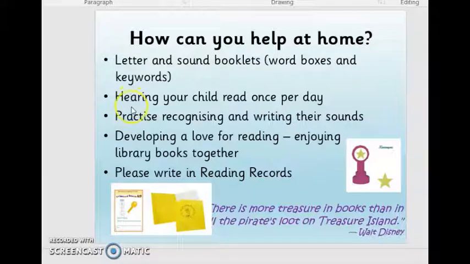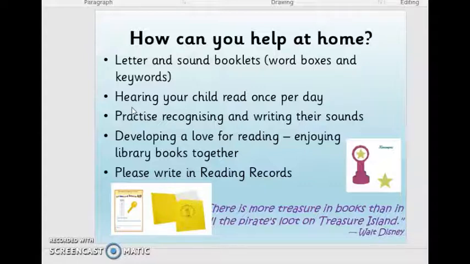We suggest that you hear your child read once per day, and we send home one reading book each week. You can also have a go at practicing recognising and writing their sounds, so you should have a copy of all the sounds that we've got in school, and you can also download these from our class page on the website, or ask us for another copy if you'd like some more.